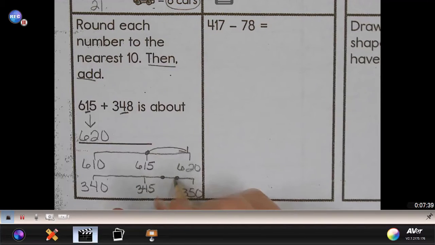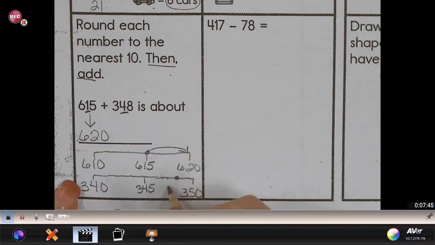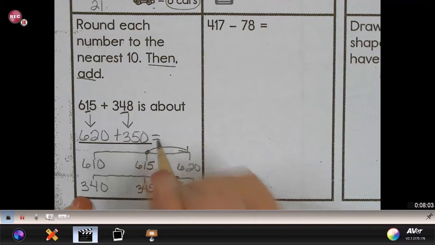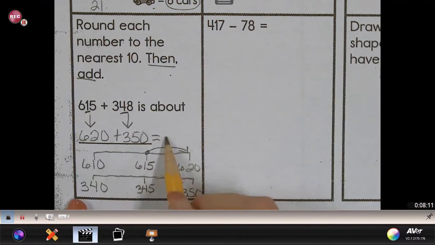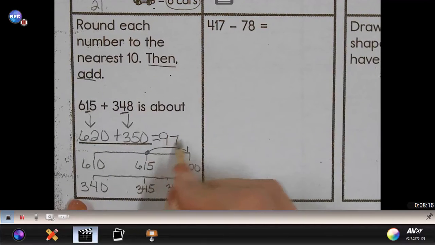Maybe a little bit closer, maybe more along that area. 348 is 2 away from 350, but it's 8 away from 340. So we know it's going to be closer to 350. And so now that I know that I can round this, we can now add our two rounded amounts, and we have 600 plus 300 is going to give me 900, and 20 and 50 is going to give me 70.